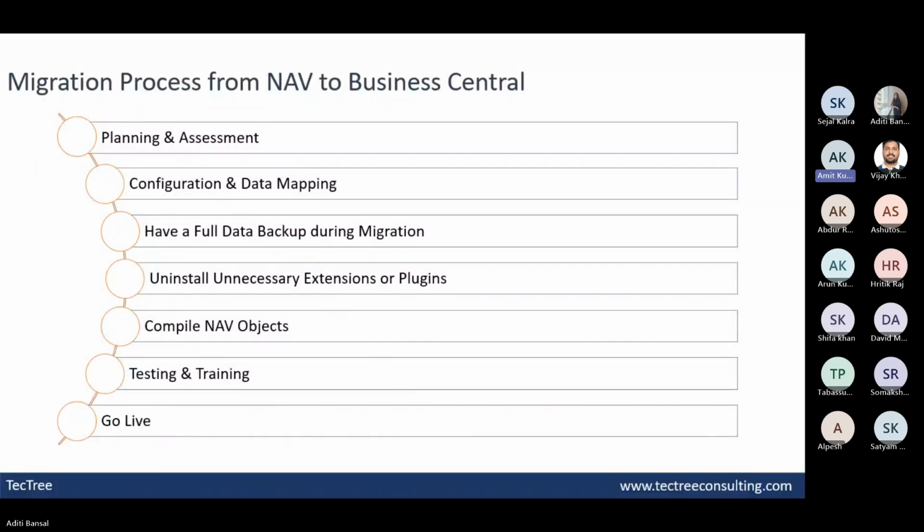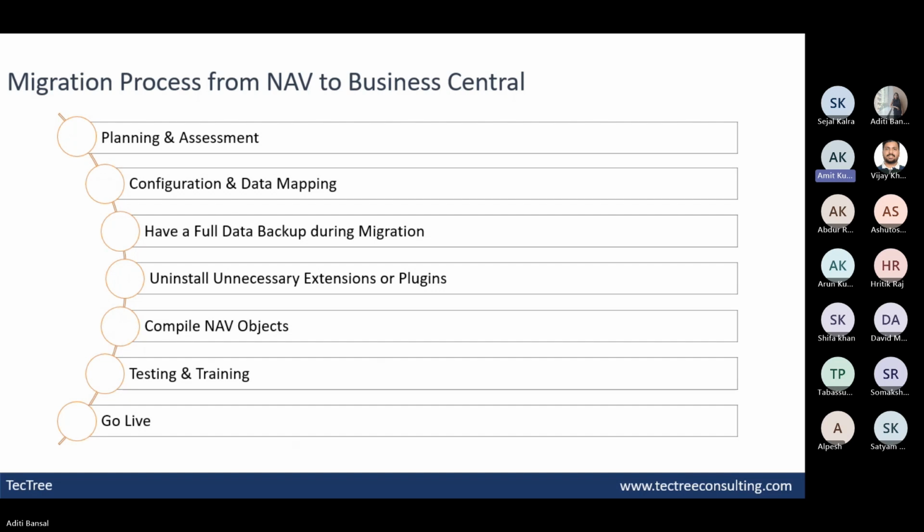Then next is to have a full data backup during the migration. We should always ensure that we take a backup of the data. It is very crucial, because if suddenly my system crashes or some error comes, we must have the backup of our data. Then we need to uninstall unnecessary extensions or plugins, because they may complicate the migration process. Whatever extensions are there in Navision may not be compatible with Business Central, so we need to make sure that all those extensions and plugins are uninstalled.